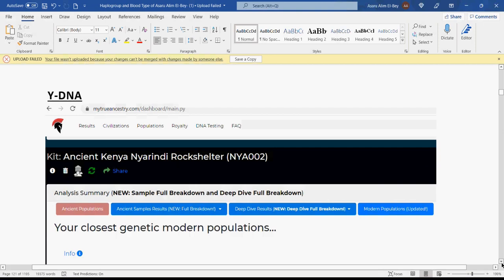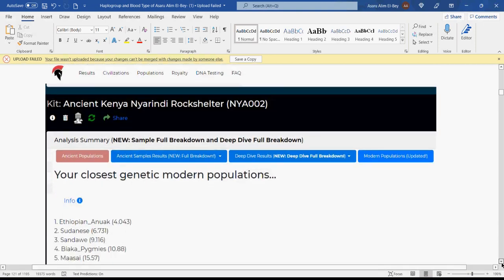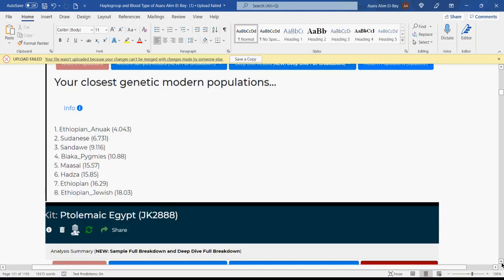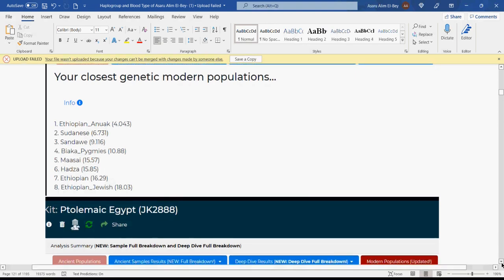Here it is, Y-DNA. You go to mytrueancestry.com and they'll show you your closest genetic population. All right, Ethiopian, which is Anuak. Anuak is, I guess you can say, the Anunnakians. 4.043. Very close. That's in my genetic line immediately. Sudanese, so Nubian, 6.73, immediate. Sandawi, 9.116. Biaka Pygmy, 10.88. Masai, 15.53. Masa, 15.85. Ethiopian, 16.29. Oh, here it is, Ethiopian Jewish, 18.03. All right. So I'm related to the Ethiopian Jewish.